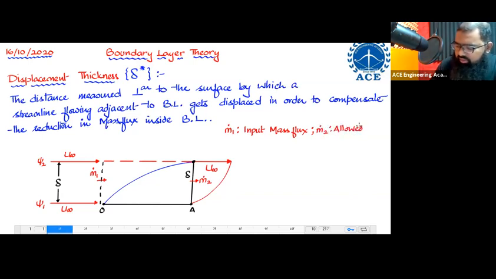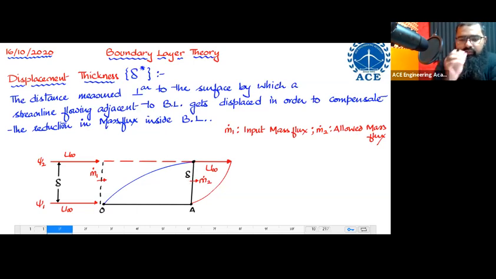I'm representing over here m dot 2 as the allowed mass flux. M dot 2 over here is the mass flux which is allowed to flow. There is some mass flux which is input to the system. There is some mass flux which is allowed to flow over here.